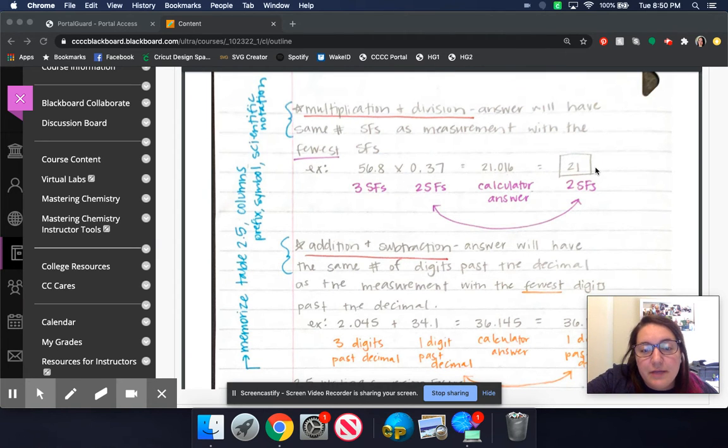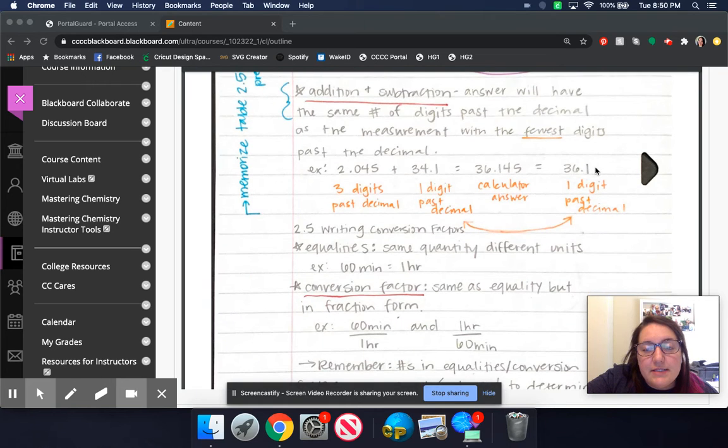All right, that's multiplication and division. Next is addition and subtraction. Same concept, and I'm adding or subtracting. The answer is going to have the same number of digits past the decimal as the one with the fewest. So it's not total significant figures, it's places past the decimal.